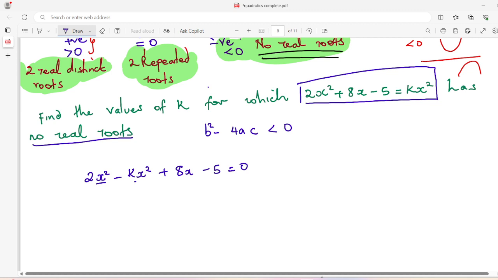So when I reach here, this is something quadratic where this is a and this is b, and what does not have an x is my c. So I bring in the idea of a discriminant and say b squared minus 4ac is less than 0. So the b is 8, so I'll say 8 squared minus 4, the a is 2 minus k, and the c is negative 5, is less than 0.